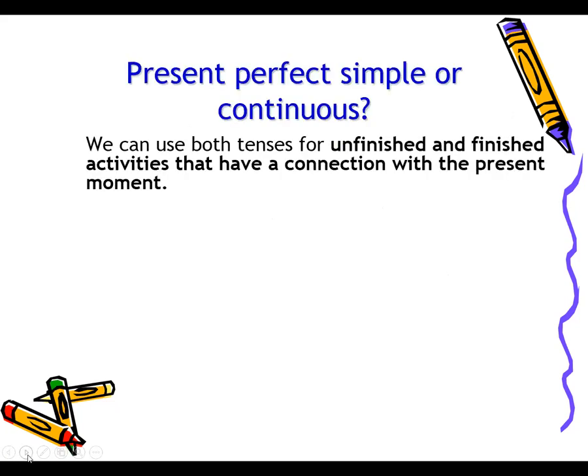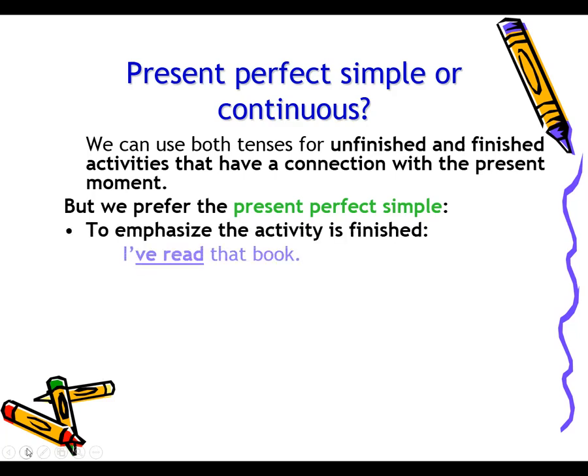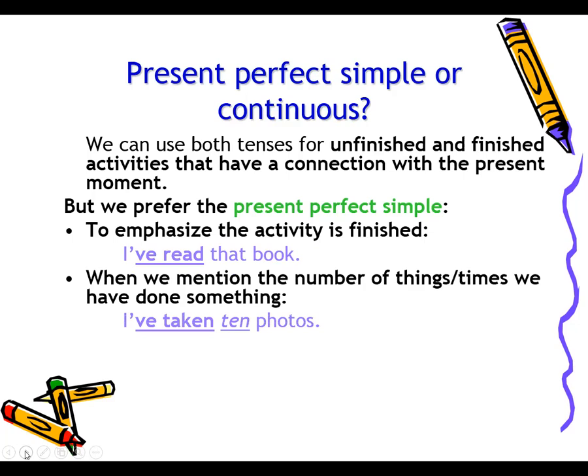Now, which is more preferred? As I have just shown you, we can use both tenses for unfinished and finished activities that have a connection with the present moment. So which one should we prefer? We prefer the present perfect tense to represent the unfinished and finished activity that has a connection with the present moment, something that is connected and which can be seen in the present time. To emphasize the activity that is finished: I have read the book. It means now the book is finished and complete and there is no need to study anything more related to that book.